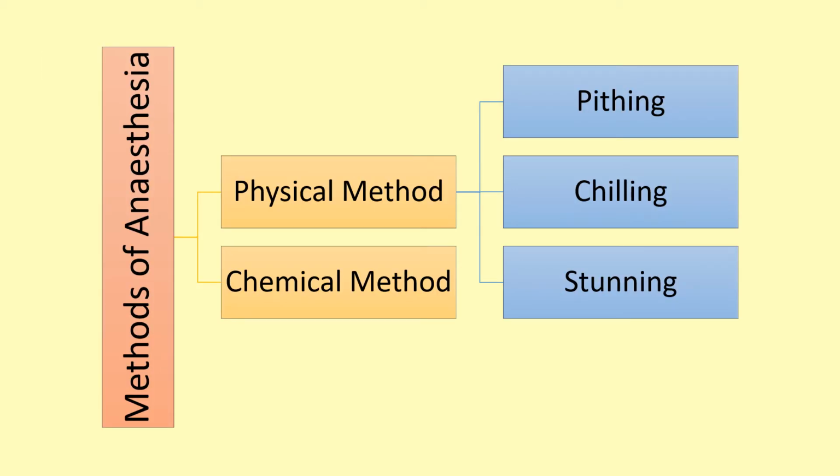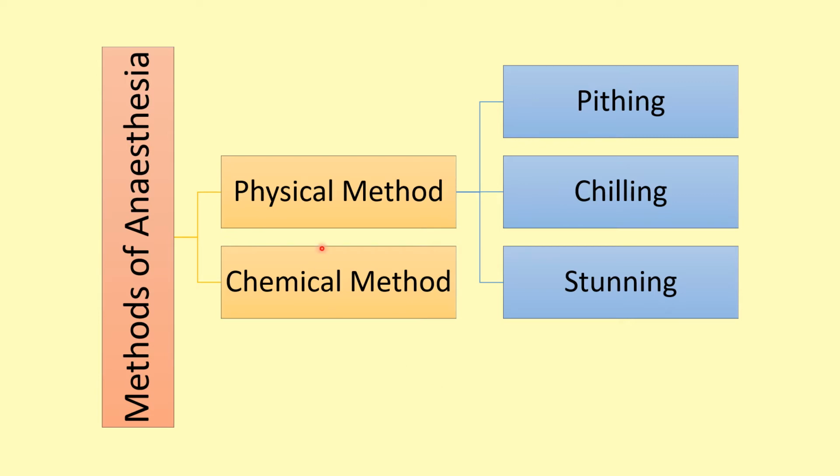Now, methods of producing anesthesia. There are two methods by which you can produce anesthesia. One is the physical method and the second is the chemical method. Physical method is again sub-classified into three classes: pithing, chilling and stunning.